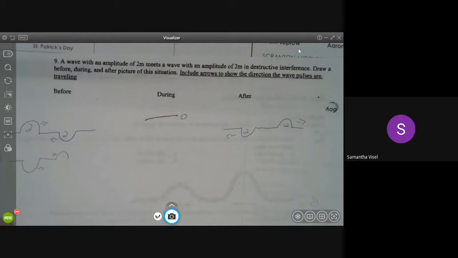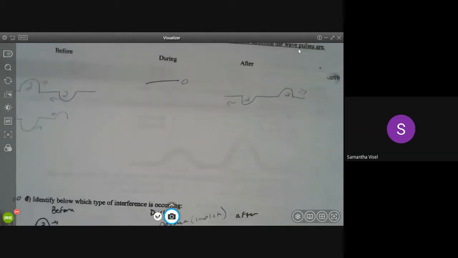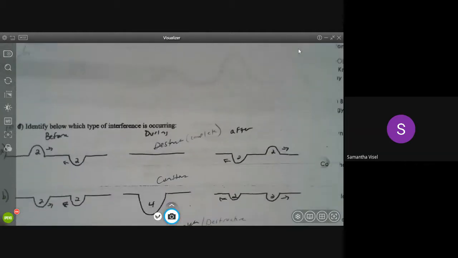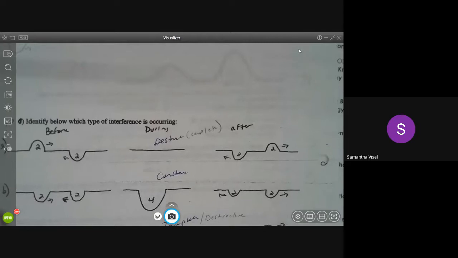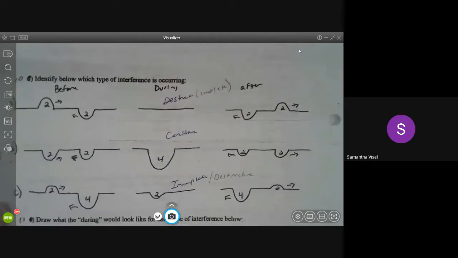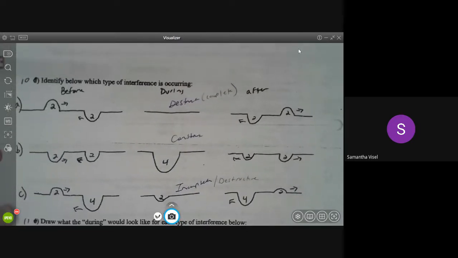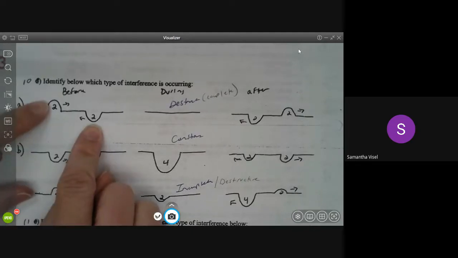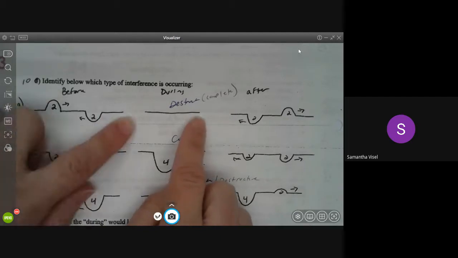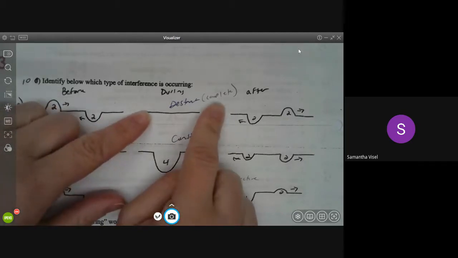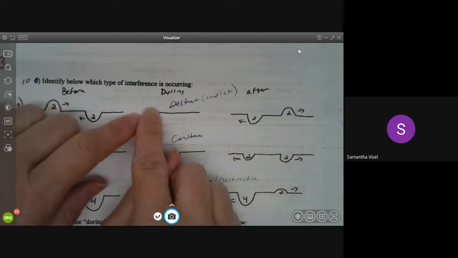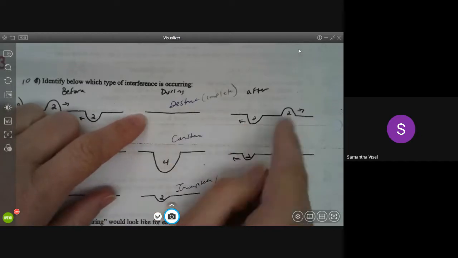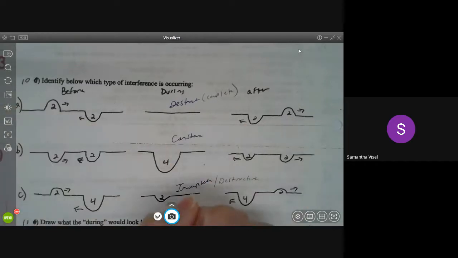Whichever one you had going to the right should continue to move on to the right. All right, in our next one here, you had to identify based on the before, during, and after which type of interference was occurring. So with 10 here, equal in size but opposite in direction, this is going to be destructive interference, more specifically complete destructive interference. So they should completely cancel and then move on their merry way after.